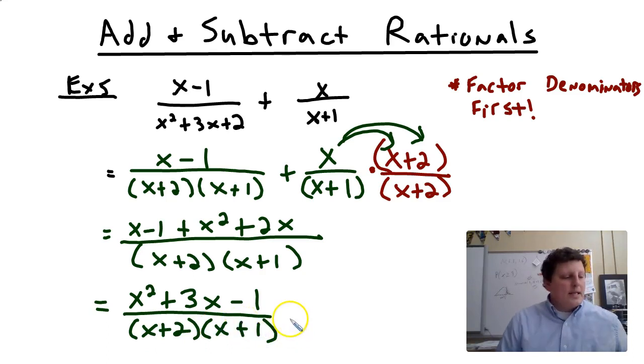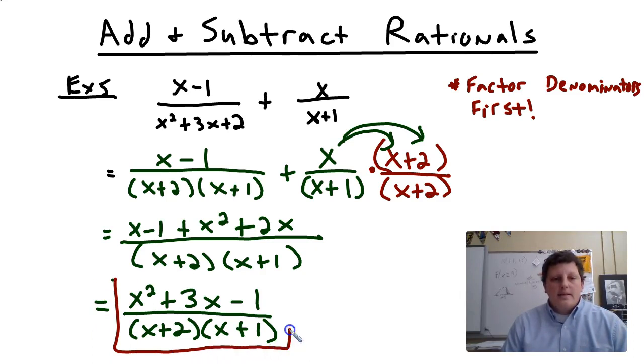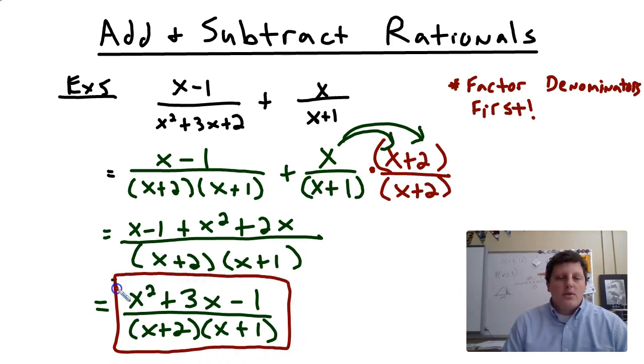It is perfectly acceptable to leave the denominator factored. And in fact, at this point, if you can, you want to try to factor the numerator. X squared plus 3x minus 1 is non-factorable. We're not able to factor that. So we can stop here and circle this answer. This is the sum of the two rational expressions.